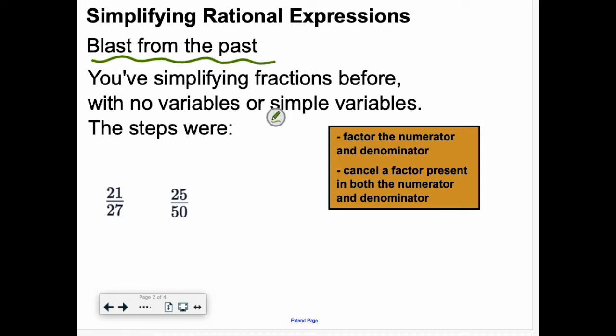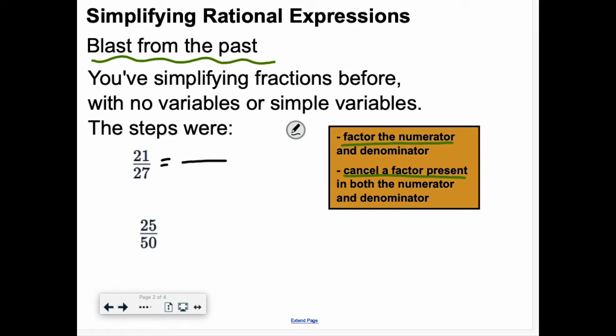Now, talking about fractions, let's talk about a blast from the past. You've simplified fractions before with no variables. There are two examples down here. And the steps were just to factor the numerator and denominator, and then cancel factors present in both. Let's just show what I mean by that. We're going to do the exact same thing with our rational expressions with polynomials.